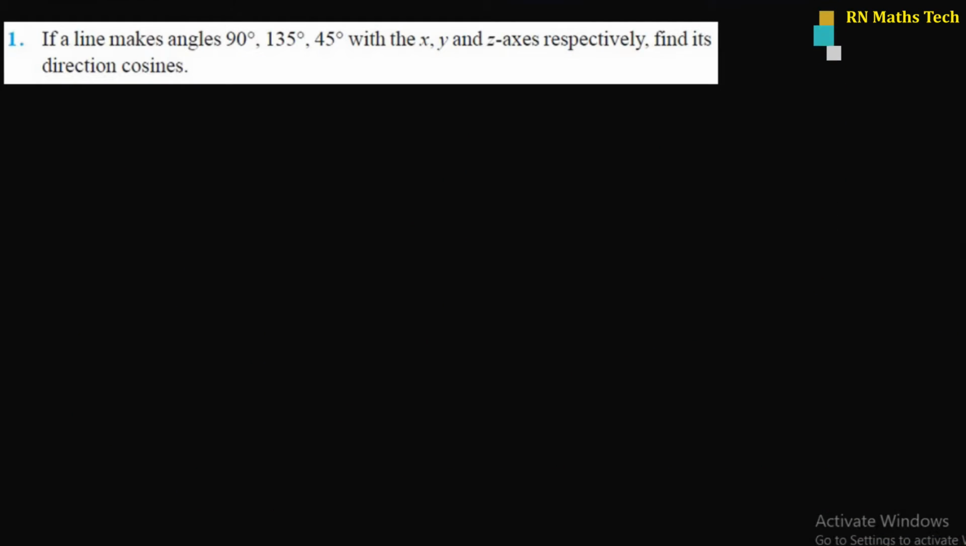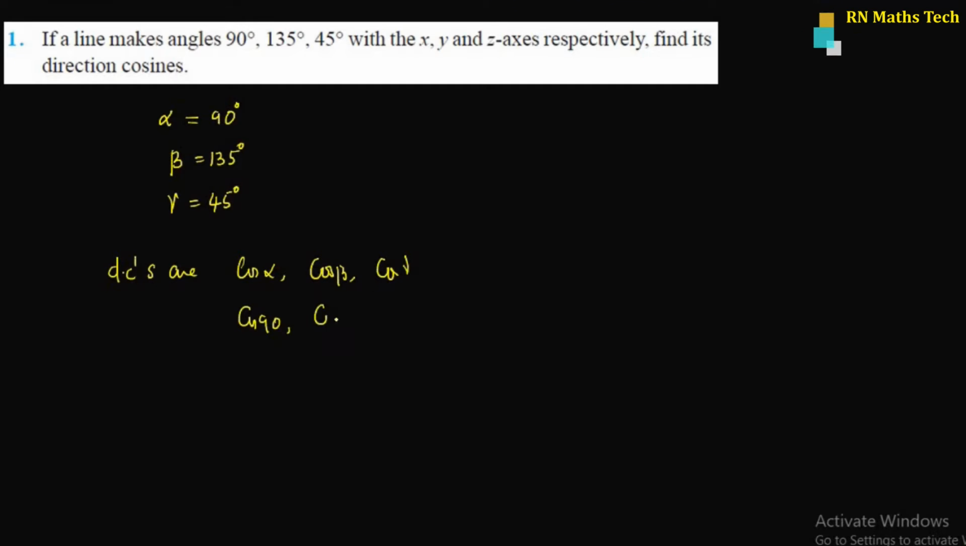If a line makes angles 90 degree, 135 degree, 45 degree with the x, y and z axis respectively. നമ്മൾ ആംഗിളിനെ ഡിനോട്ട് ചെയ്യുന്നത് ആൽഫ ബീറ്റ ഗാമ എന്നാണ്. സോ ആൽഫ 90 ഡിഗ്രി, beta is equal to 135 degree, gamma equal to 45 degree. Then find its direction cosines. Then direction cosines are cos alpha, cos beta and cos gamma. That is cos 90, cos 135, cos 45.